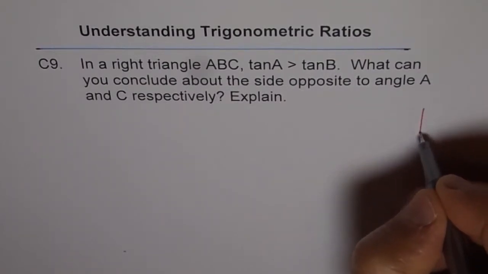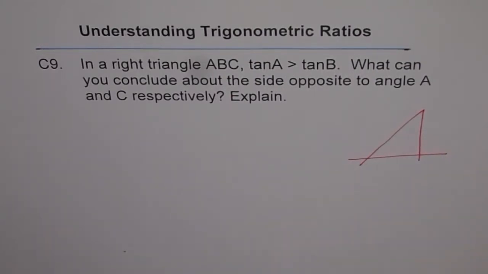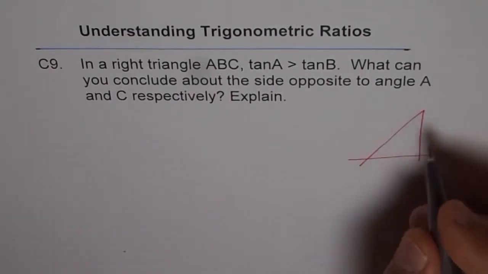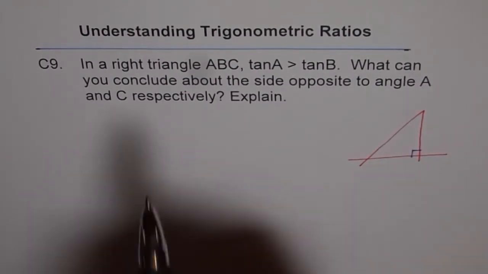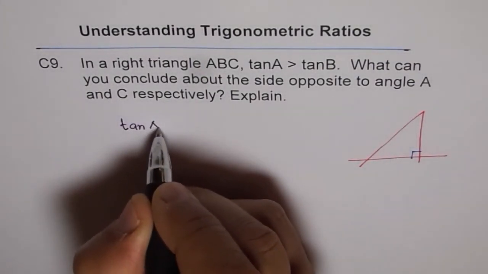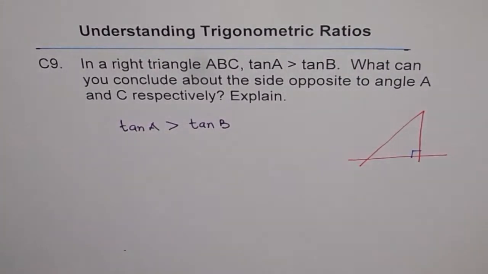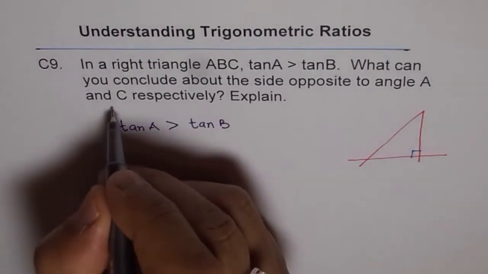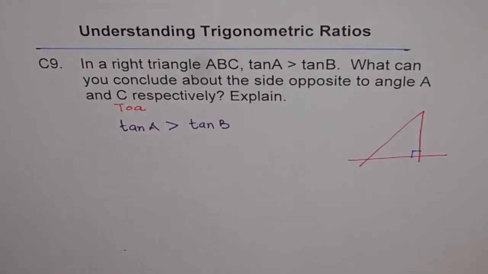Now what we will do is we will just construct a right triangle. So that is my rough sketch, and this triangle has this right angle. Now the question here is, there's a triangle ABC where tan of A is greater than tan of B. Now what is tan? Tan is opposite over adjacent, correct? That is our angle. That's the trigonometric basic ratio about tangent of A, right?